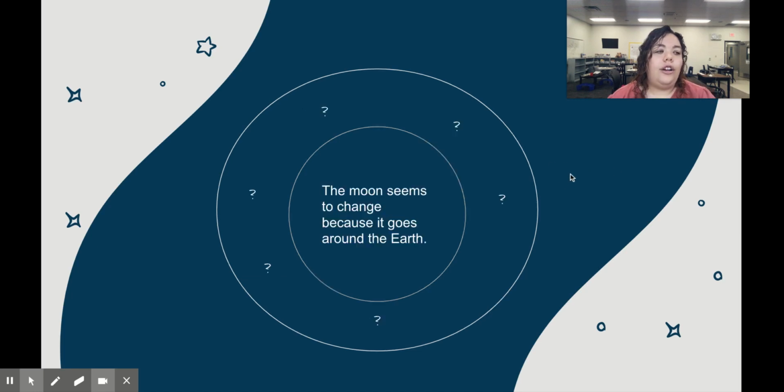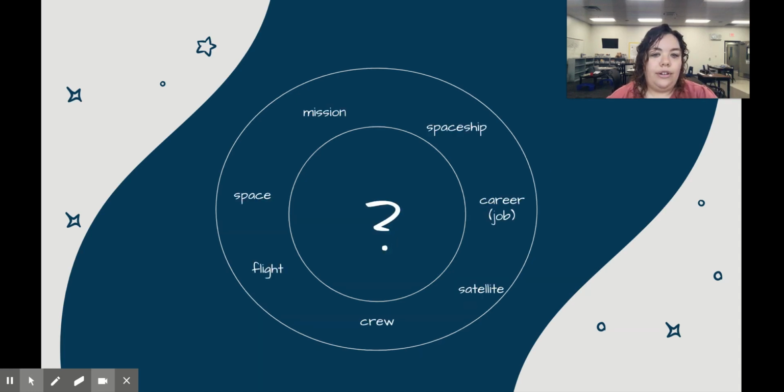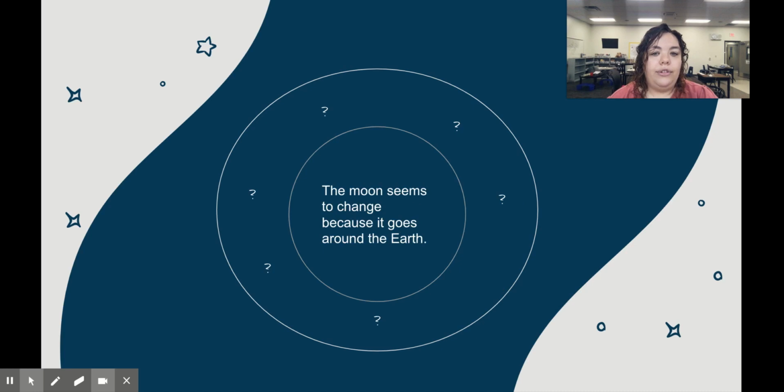Along with having to write down that main idea that we just went over, you remember, the spaceship, career, satellite, crew, you're also going to do your own key details. I gave you the main idea for this one. The moon seems to change because it goes around the earth. I would like you to put some words or phrases around the outside, like who, what, where, when, why, that talk about how or why the moon changes because it goes around Earth. If you need a reminder, you can always reread that book, The Moon Seems to Change, to give you some ideas.